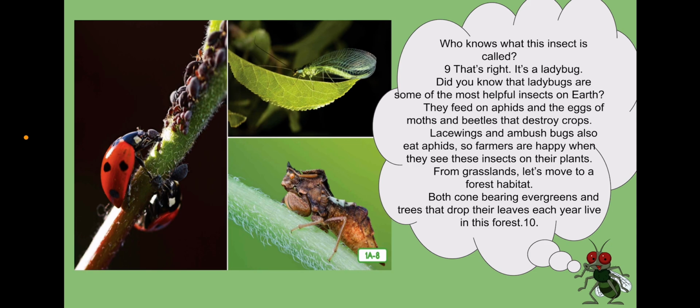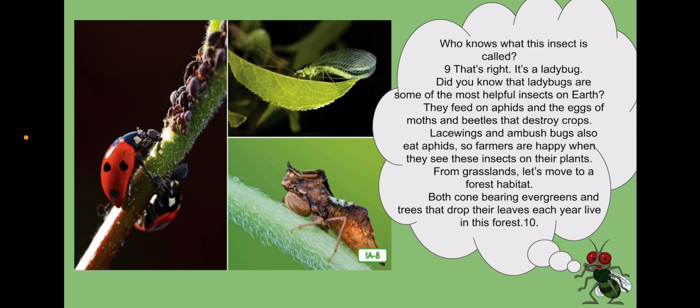They feed on aphids, and the eggs of moths and beetles that destroy the crops. Lacewings, do you see the one that has the green one on top of the leaf? Lacewings and ambush bugs, the one that's down at the bottom, also eat aphids. So farmers are happy when they see these insects on their plants from the grasslands.